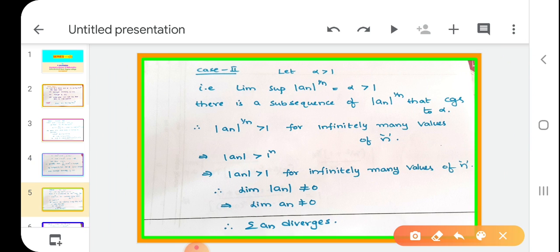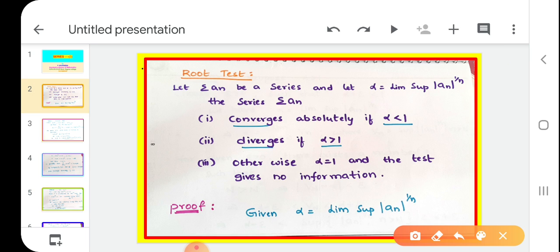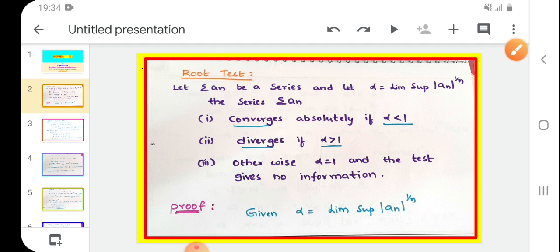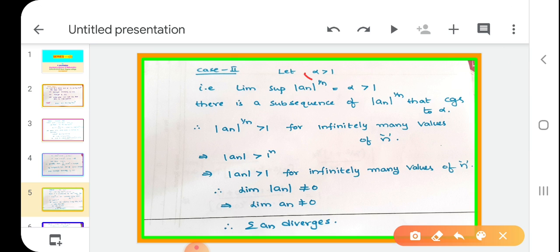Next I take the second condition. What is that condition? If α is greater than 1. What is α here? α is the limit value of the given series. What is the given series? Summation an. See, α equals the limit supremum of |an|^(1/n). α is the limit value of the given series. Now here I take α greater than 1. That implies the limit value is greater than 1.